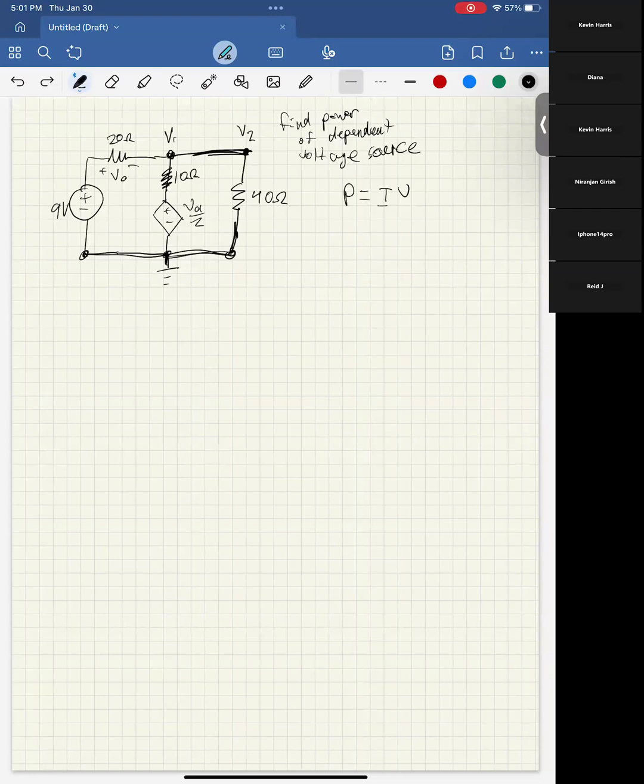So what we do is we say, okay, at V1, I usually write V1, put a little colon, and then start writing my equations. So what's going to be the current?